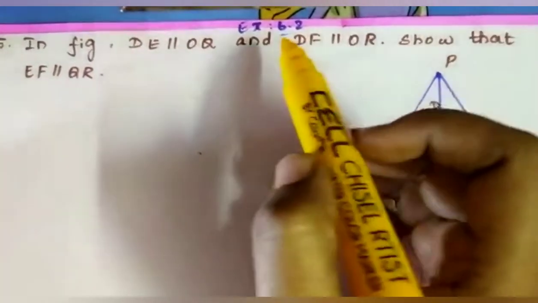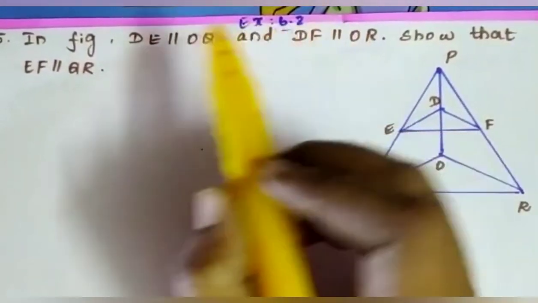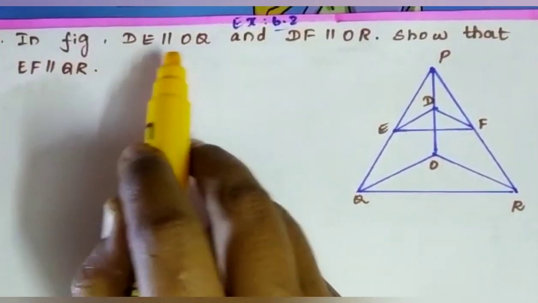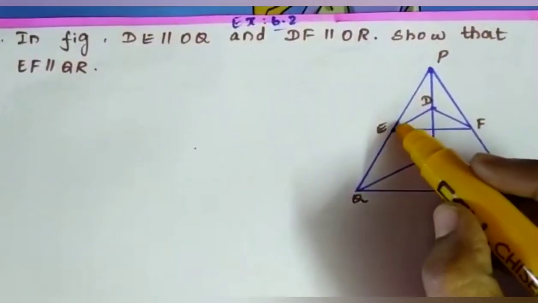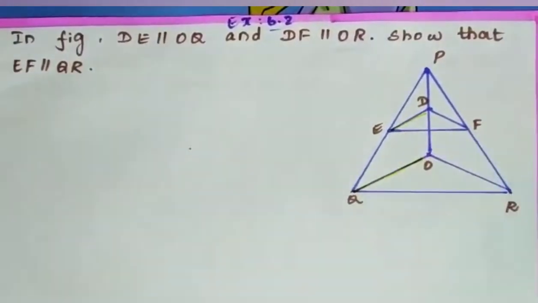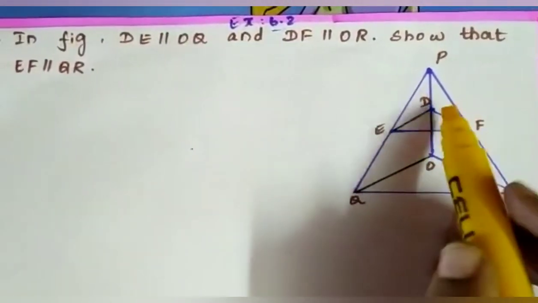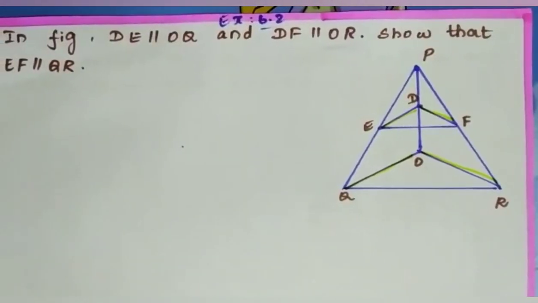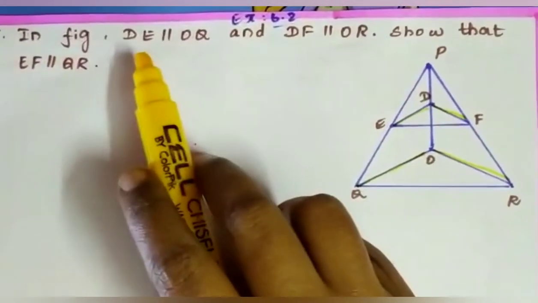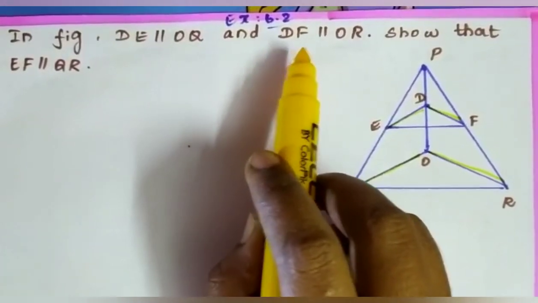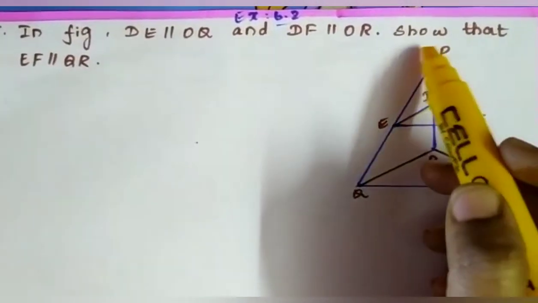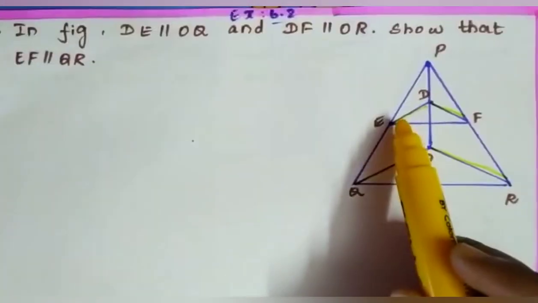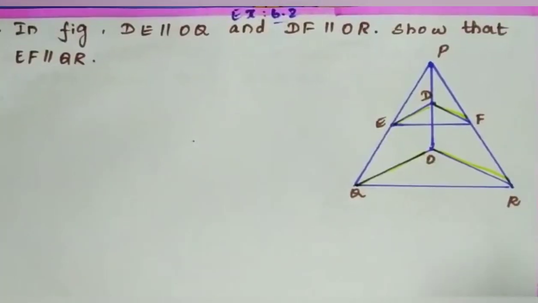Namaste students. Exercise 6.2, fifth problem. In this figure, DE is parallel to OQ and DF is parallel to OR. The given is DE parallel to OQ and DF parallel to OR. Show that EF is parallel to QR. You have to prove that EF is parallel to QR.